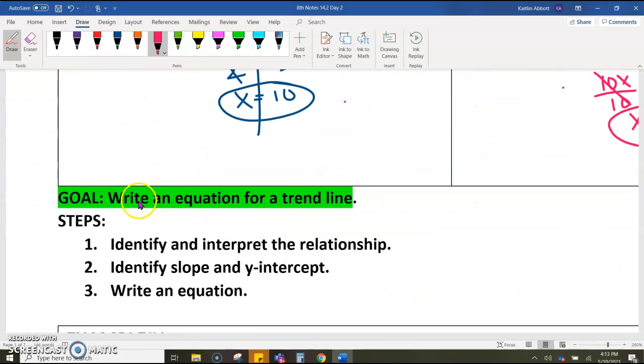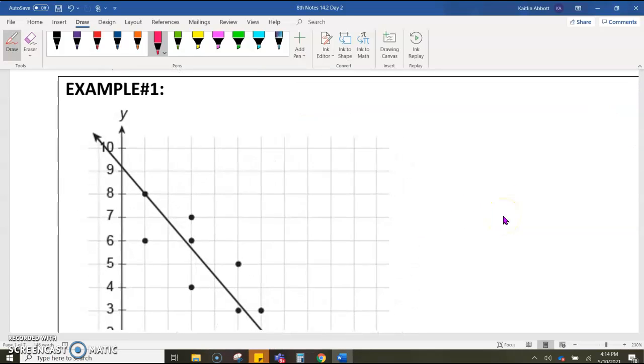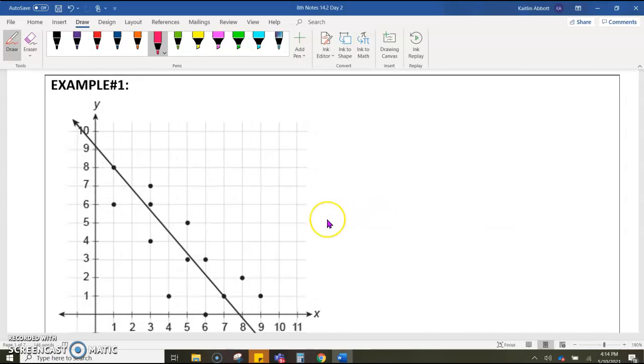So this time we are going to be writing an equation from a trend line. Today you'll already have the trend lines drawn for you, thank goodness, so that way we don't mess up on our equations. So we're going to identify and interpret the relationship first. Then we're going to find the slope and the y-intercept, and then we're going to write an equation. So here's our first example.